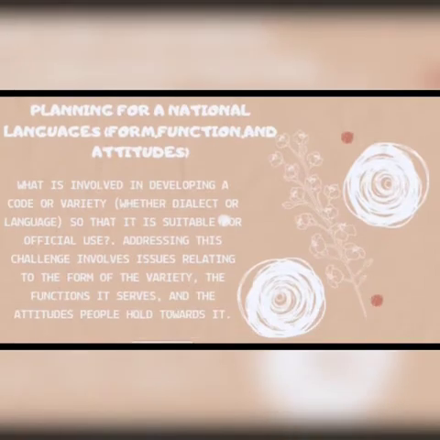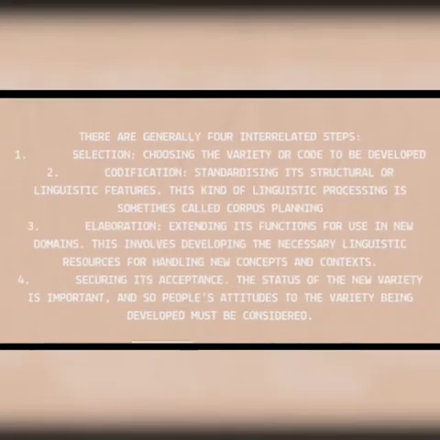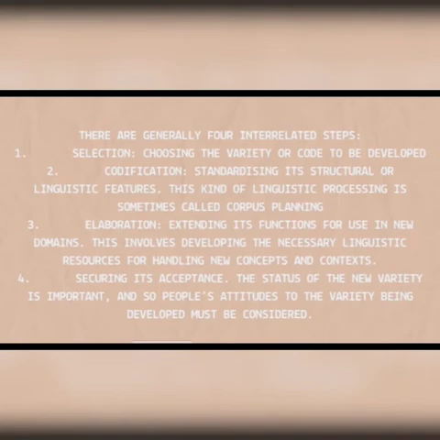Planning for a national language: form, function, and attitudes. What is involved in developing a code or variety, whether dialect or language, so that it is suitable for official use? Addressing this challenge involves issues relating to the form of the variety, the function it serves, and the attitudes people hold toward it. There are generally four interrelated steps.